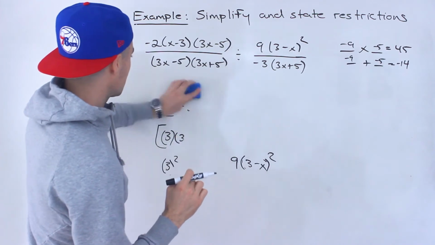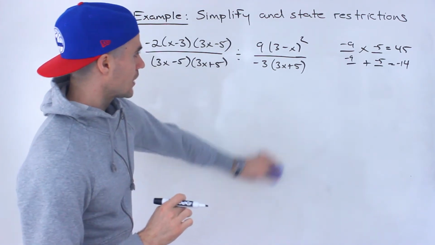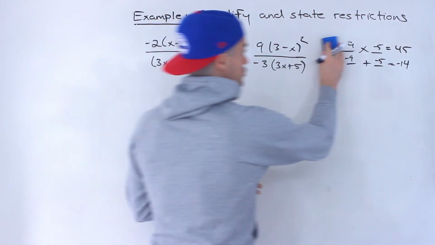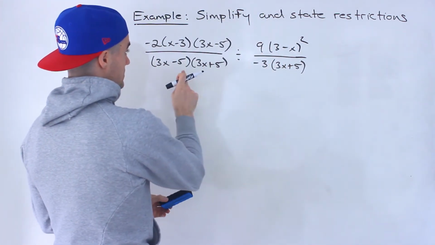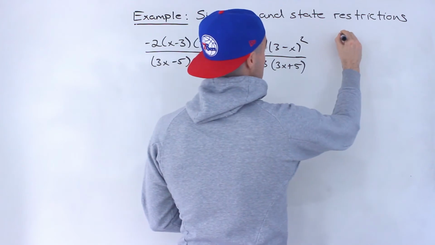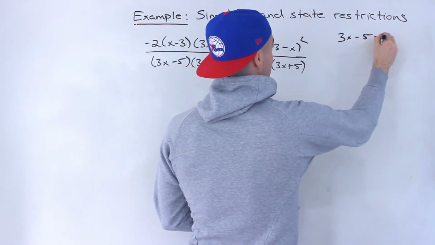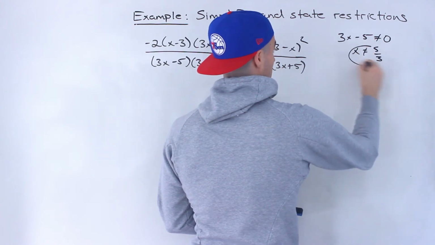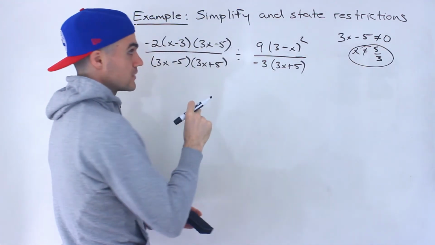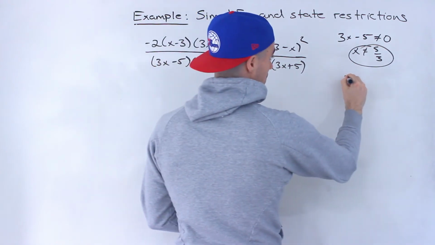So what we can do from here, actually, before we simplify, let's get our restrictions. So notice that this denominator can't be 0. So notice that 3x minus 5 can't be 0, which means x cannot equal positive 5 over 3. And then notice that 3x plus 5 can't be 0.